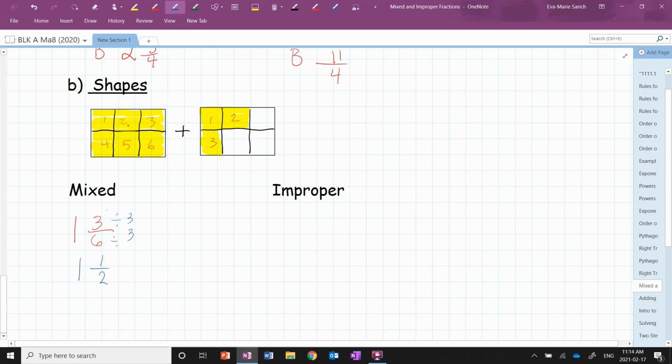Now what's the improper? The improper would be 6 pieces here that the rectangle's been cut into, plus 3 pieces there. So that gives us 9 pieces altogether out of a bigger rectangle that has been cut into 6 pieces. So the improper would be 9 over 6. Again, this could be cut into lower terms by dividing both the top and the bottom by 3. 9 divides by 3 to give you 3, and 6 divides by 3 to give you 2. So 2 times 1 is 2, plus 1 is 3. We can check using our rule.